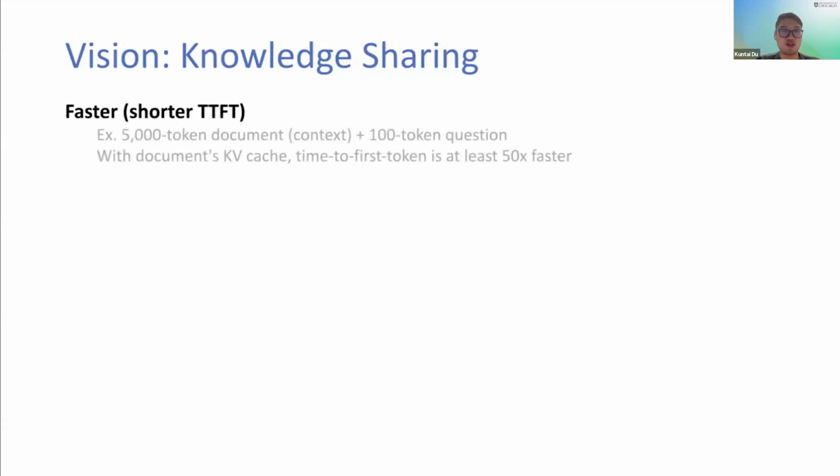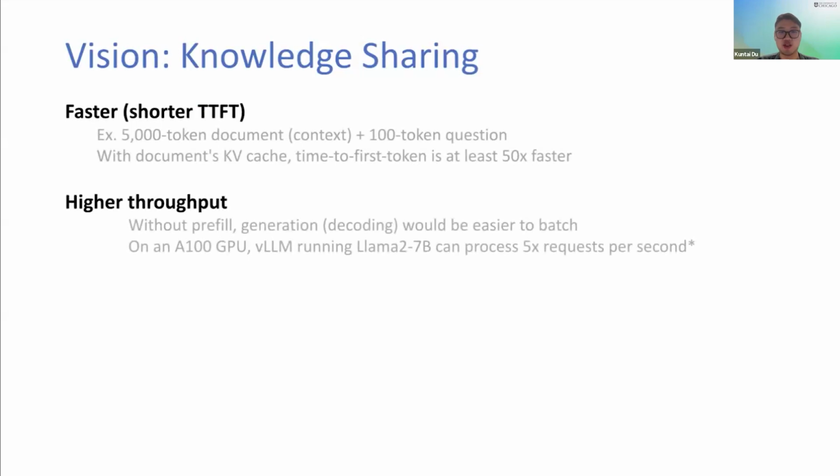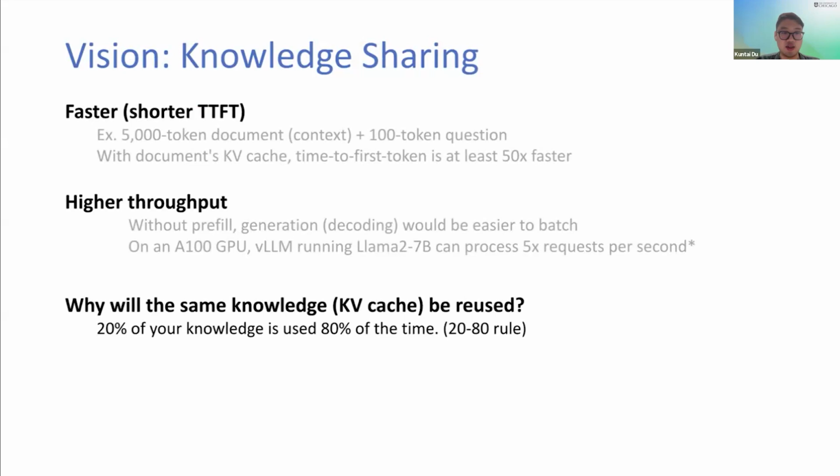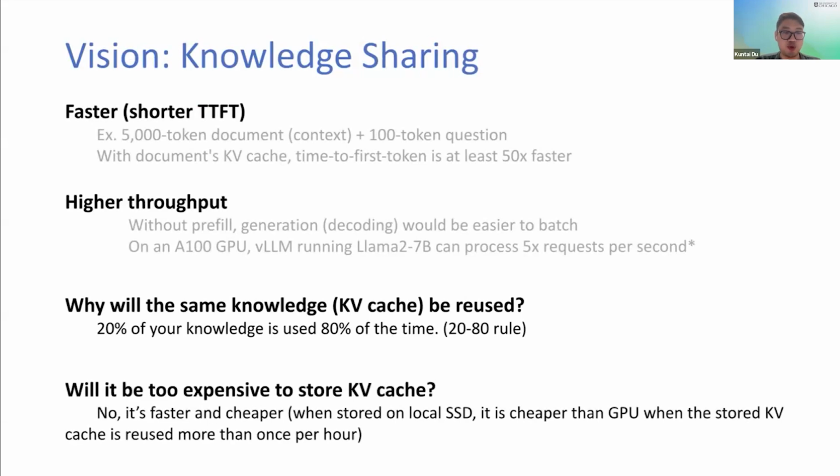So what we want to do is to share the KV cache, which we call knowledge. The concrete benefit is a faster, shorter TTFT and higher throughput, because it does not need to rerun the prefill computation. Also, most of the time, the knowledge will be reused because of the 80/20 rule, and it won't be too expensive. It will actually be cheaper to store the KV cache on disk compared to redoing the computation, even if the hit rate is low.